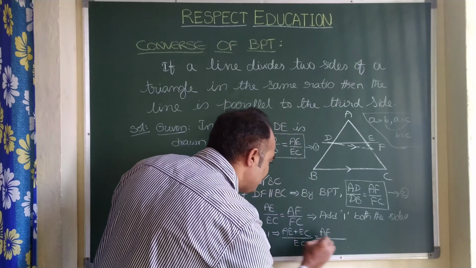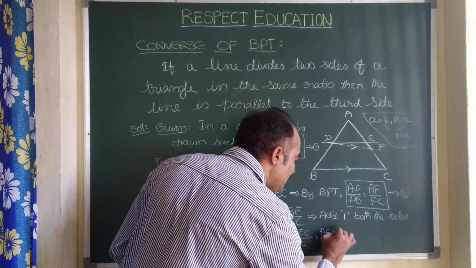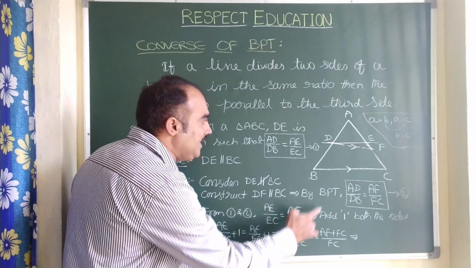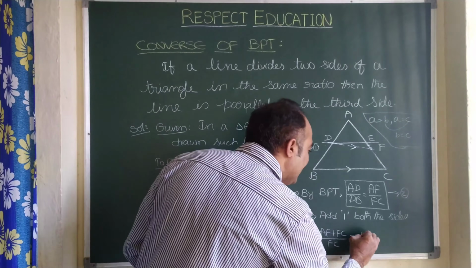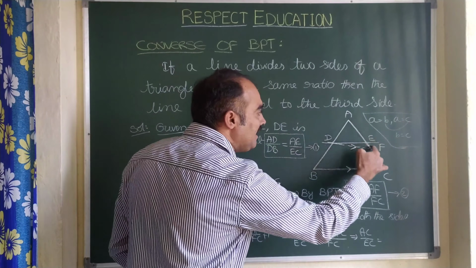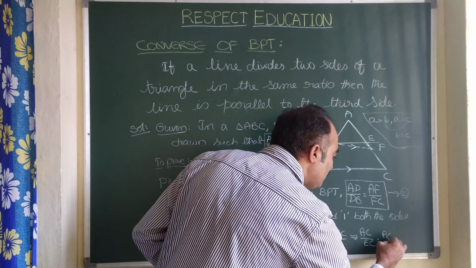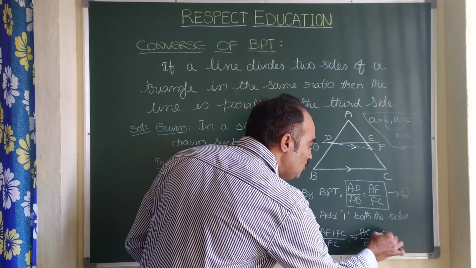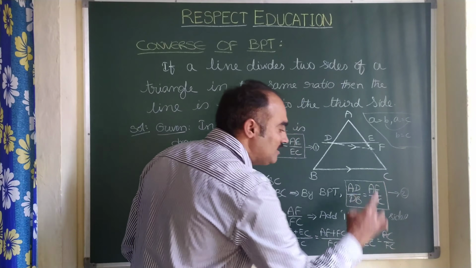Here if we take FC as the LCM, AF plus FC over FC. So let us simplify. AE plus EC gives us AC, so this is AC by EC. Same way, AF plus FC is also AC, AC by FC. So let us cancel the numerator, AC by AC, AC by AC.